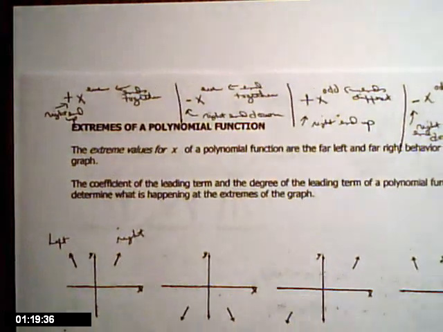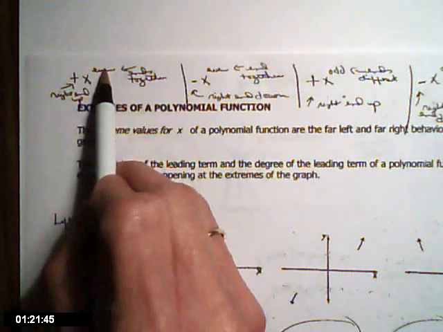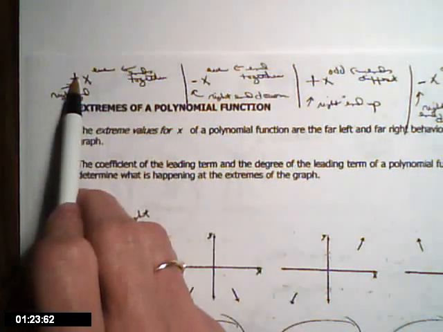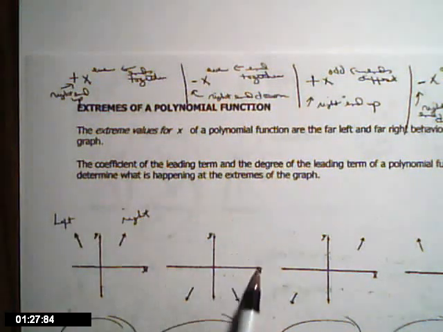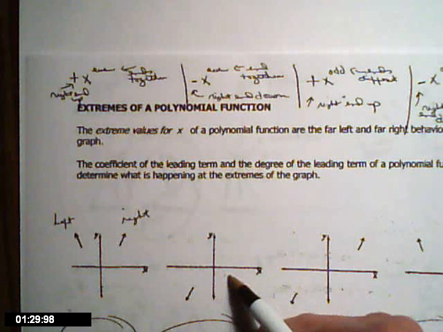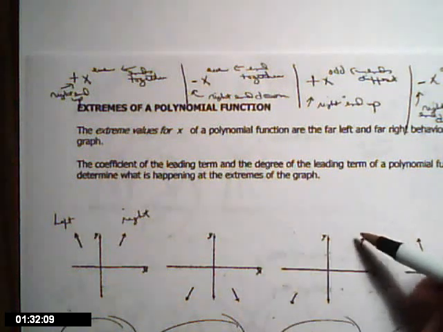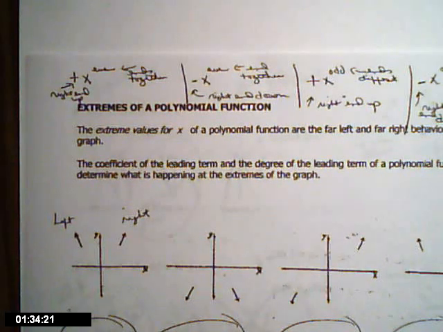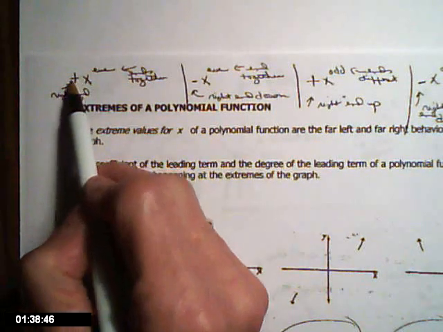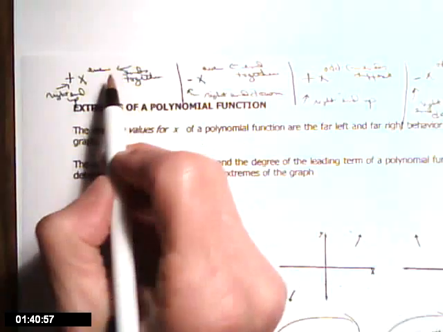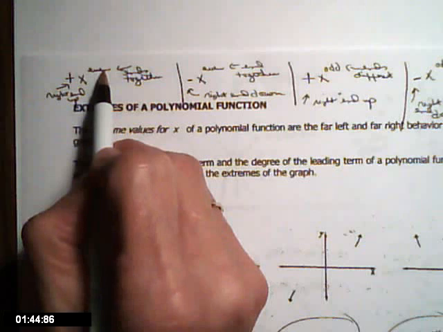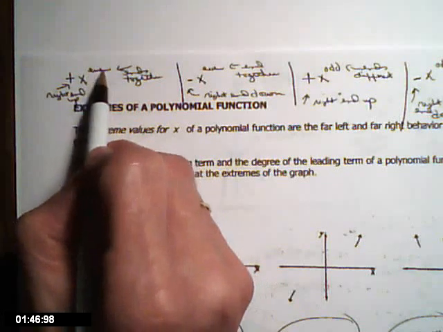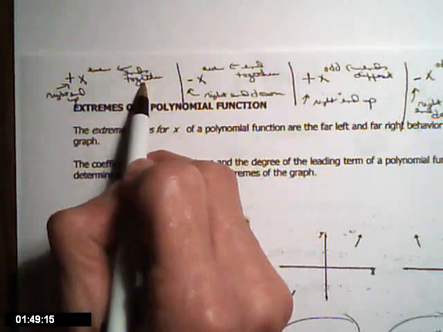If I have a positive x to an even power, the sign tells me what's happening at the right end of a graph. Now look down here. If you look at this graph, this is the right end. It's what's happening on the right end of the graph. Is it going up or down? So the sign tells me what's happening on the right end. The even or odd tells me if the ends are going in the same direction. Now to me, even indicates that the ends are together.